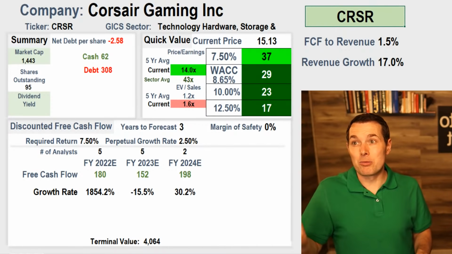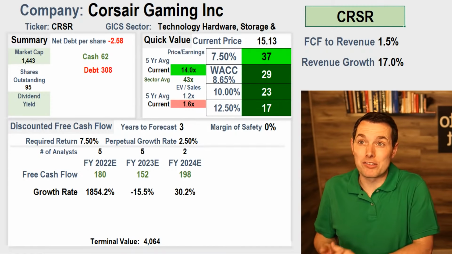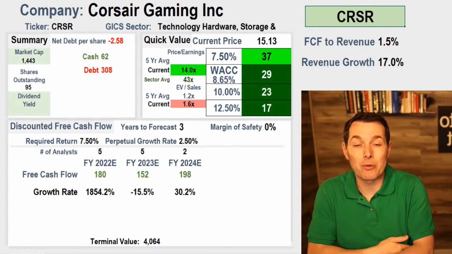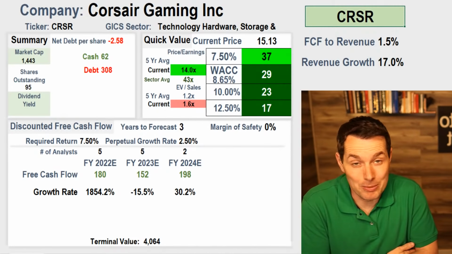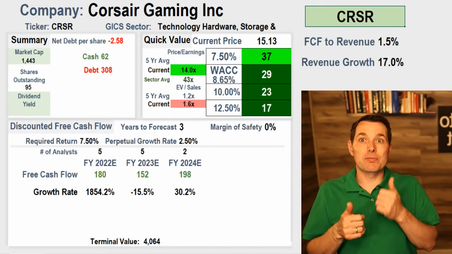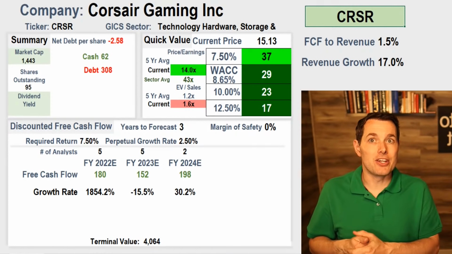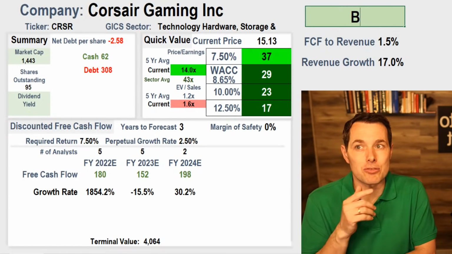They don't have too much debt. Overall, this one looks quite good. Current PE of 14x, I like it. Overall, I'd say this is a thumbs up. Whoever suggested this one, I had quite a few suggestions, I'll do a deeper dive on that because it looks interesting.